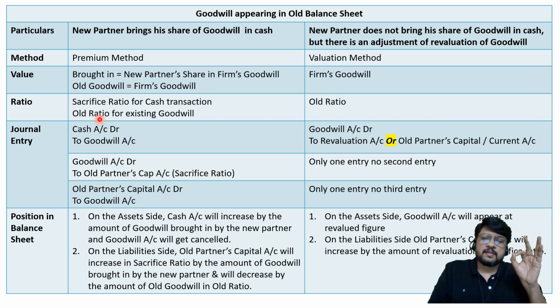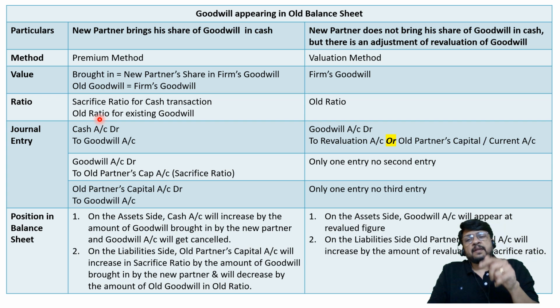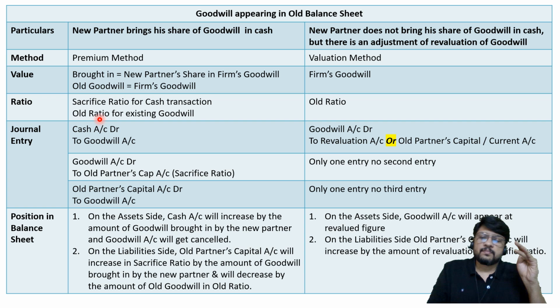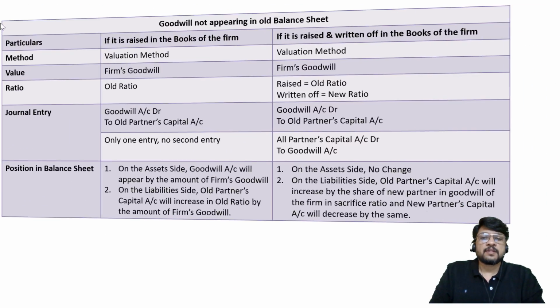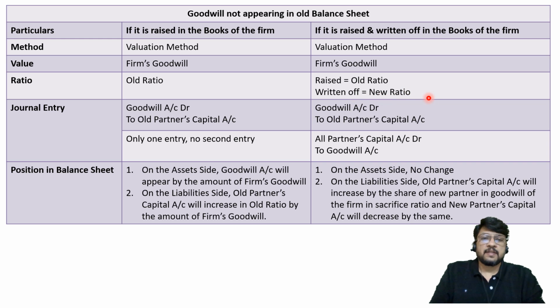Now the rule says that if there is existing goodwill in the partnership firm's balance sheet and the new partner is bringing in his share of goodwill in cash, then it is better to write off the existing goodwill. We have just now understood write off means new ratio. Yes. But write off means new ratio when goodwill is not appearing in the old balance sheet and the partners have decided to raise the goodwill and write it off. Then we are going to say written off is equal to new ratio.